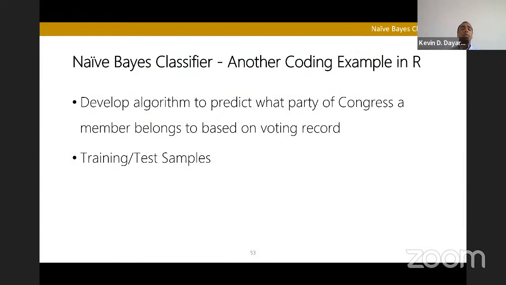Okay. So now we're going to do another coding example, and this involves much more than the last one did, but I have the code written for you. So we will develop an algorithm. Well, we've already developed it, but I'm going to show it to you, to predict what party of Congress a member belongs to based on their voting record. And there is this concept I've stayed away from so far in the lecture, but we're going to have to talk about it.